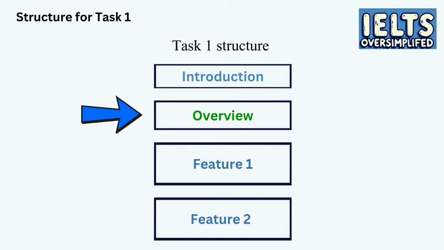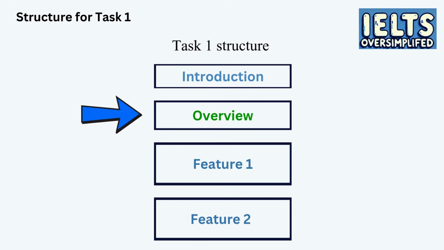Our next paragraph is the general overview. This is a very important paragraph. To achieve a Band 6 or more for Task 1, you must provide an overview. Without an overview, you cannot get Band 6, no matter how well you write the rest of your answer.